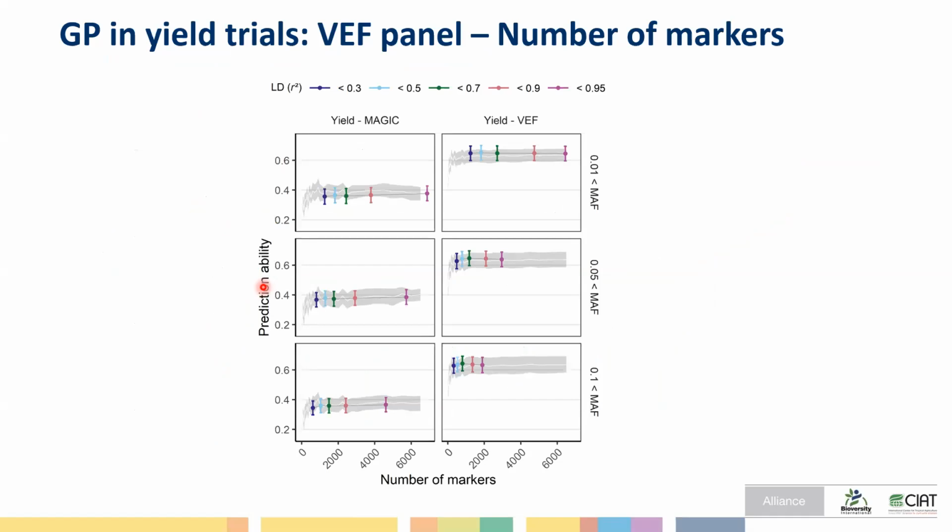Okay, we also wanted to evaluate the minimum number of markers necessary to perform the prediction and its effect on the prediction ability through two methods. Randomly varying the number of markers used, and the other strategy was using different LD thresholds and some minor allele frequencies. We found that in our case, at least 2,000 markers are enough to obtain a more stable prediction ability. You can see in this picture that the curve of the prediction ability is stable after using a minimum of 2,000 markers.